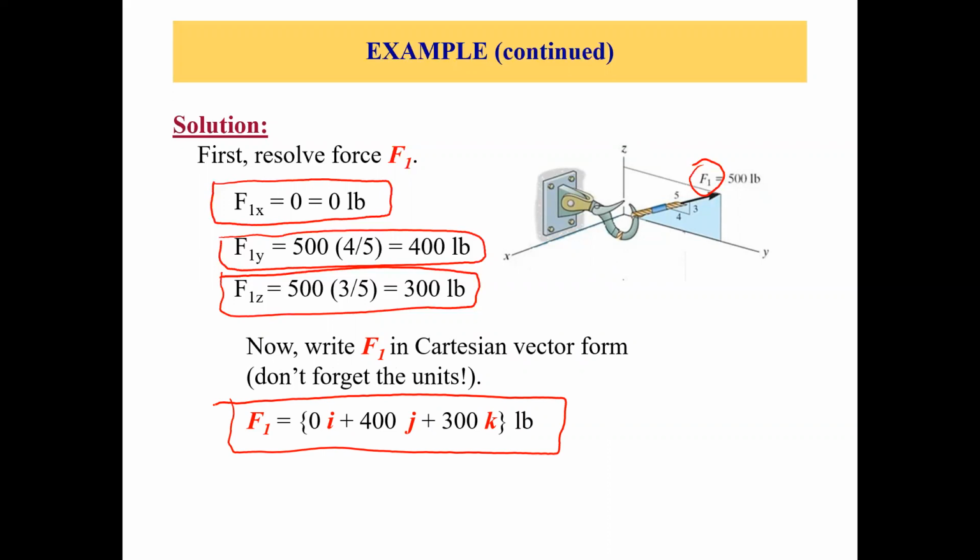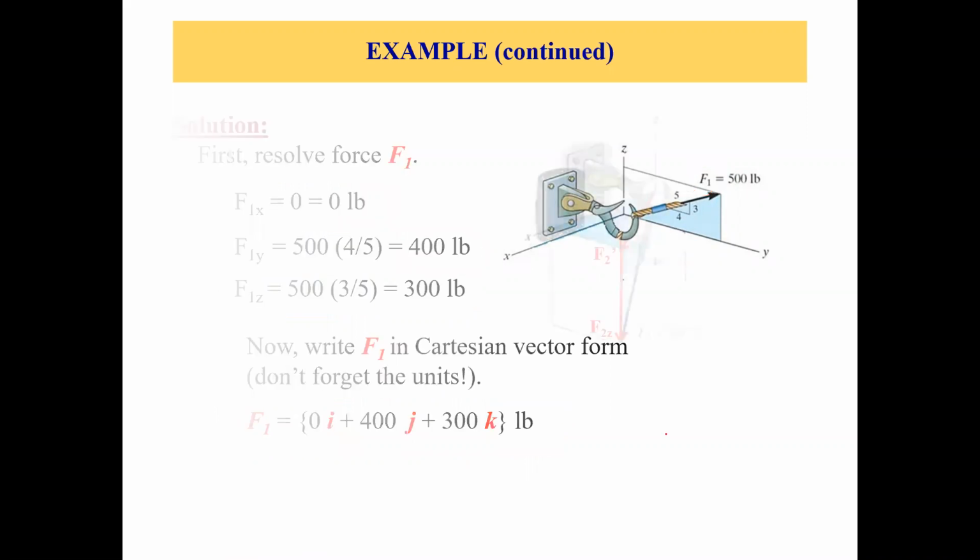F1x times i plus F1y times j plus F1z times k, right? And we need to remember that we have to show the units, so pounds. So this is how we write the force F1 in Cartesian vector form. Okay, so now we are done with this force F1 by resolving this force into 3 components and writing this force vector F1 into Cartesian vector form.